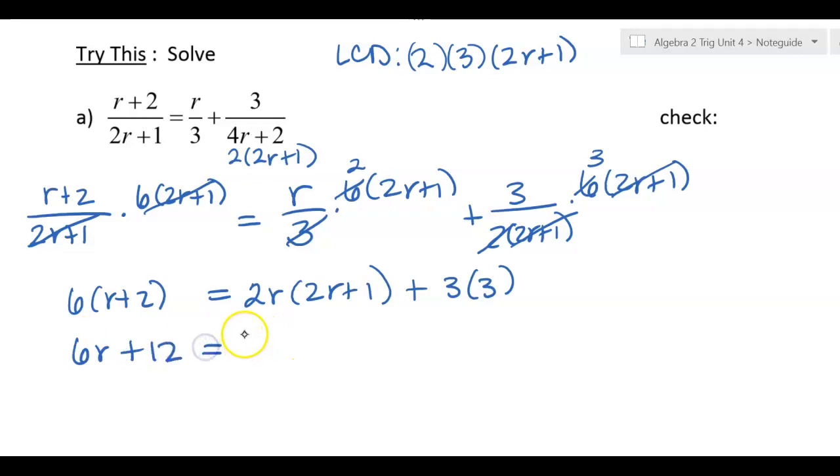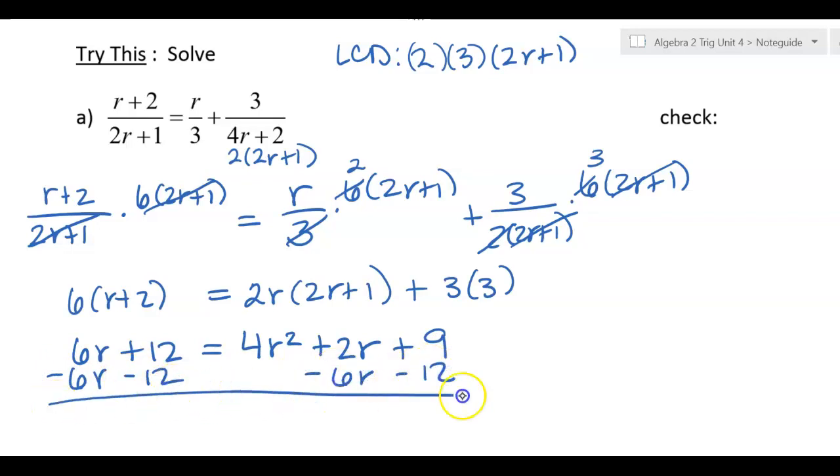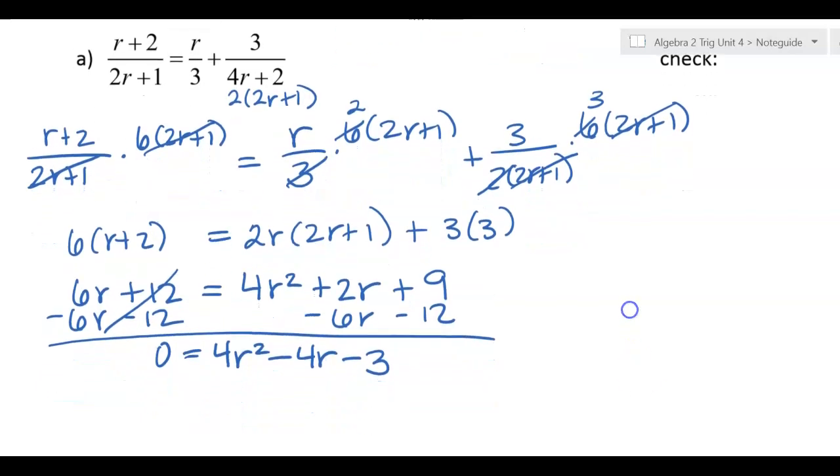6r plus 12, 4r squared plus 2r plus 9. Again, this is a quadratic. So again, I'm going to subtract these 2 terms so I can set it equal to 0 to decide if it's factorable or not and how I'm going to solve. All right, was it factorable? Yeah, what'd you get, Noah? So 0 equals 2r minus 3 and then 2r plus 1. All right, so this would give me solutions of 3/2 and -1/2.